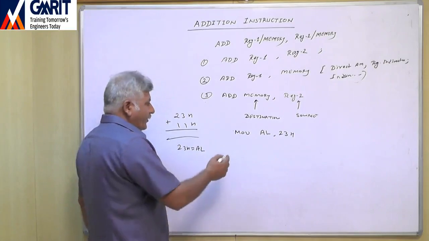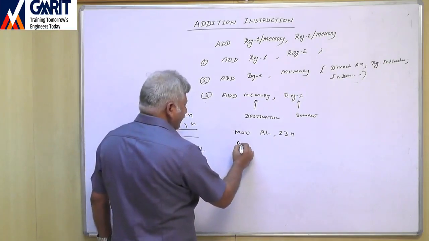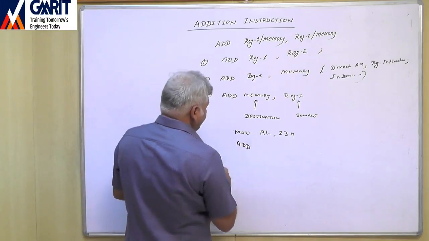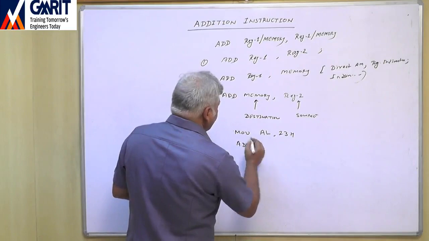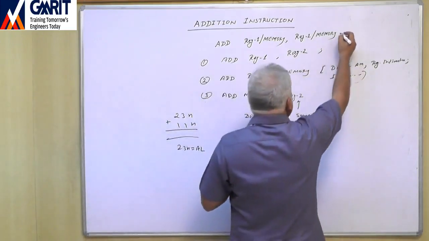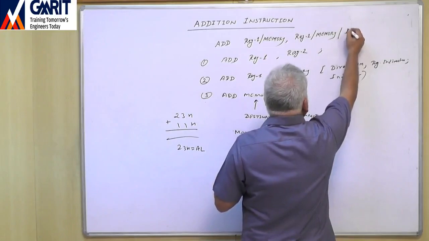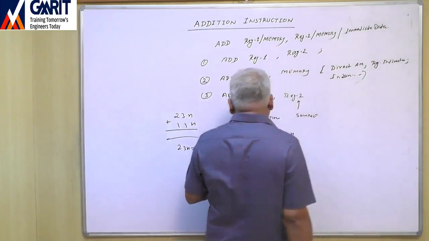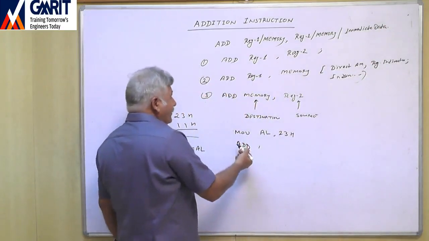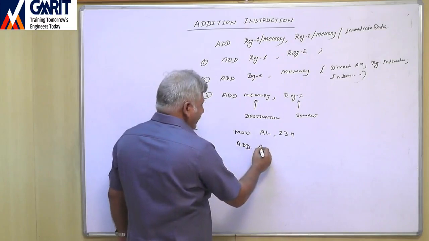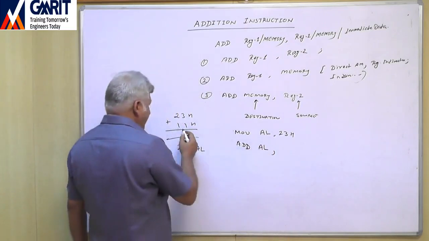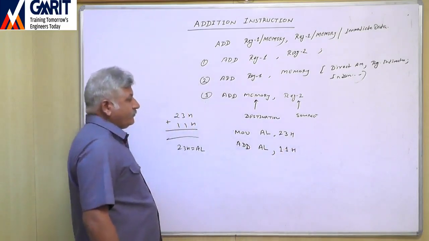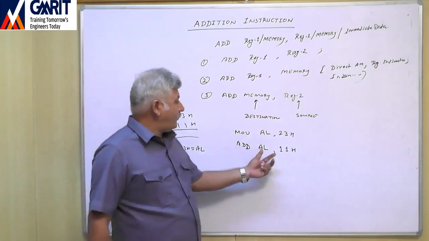After this, we can directly write the ADD instruction. In this we can use immediate data also. Just as I am writing the instruction, ADD AL, 11H. So this is the case of immediate data.